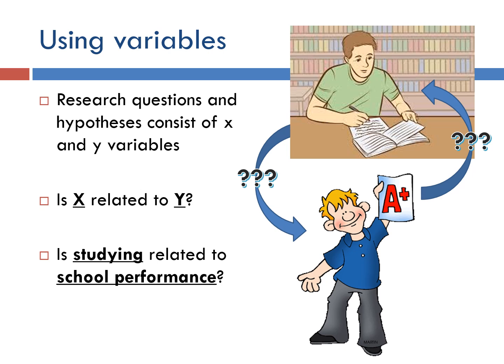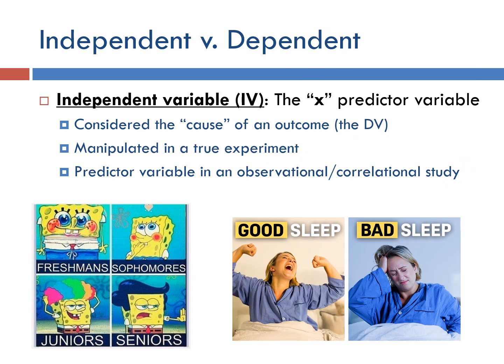Now, I can call these X and Y, but we're going to start using different terms for X and Y to be a little bit less confusing. We are going to talk about independent and dependent variables instead. So when I said X, I was really talking about that first variable, that independent variable. Our IV is thought of as a predictor variable.